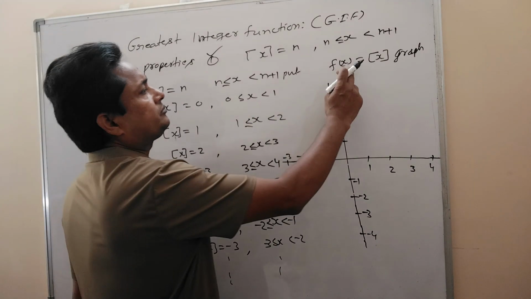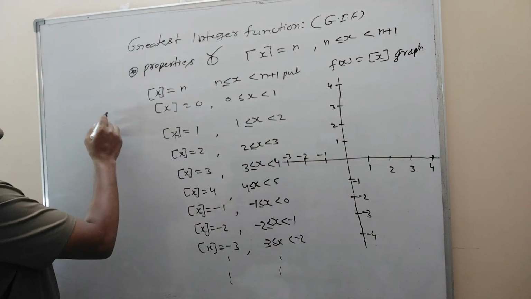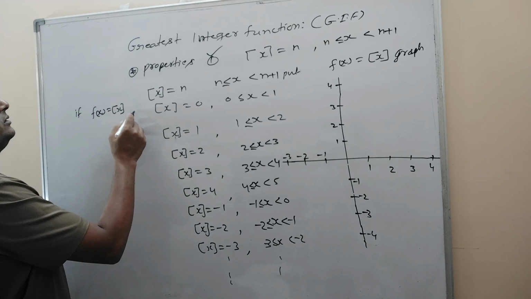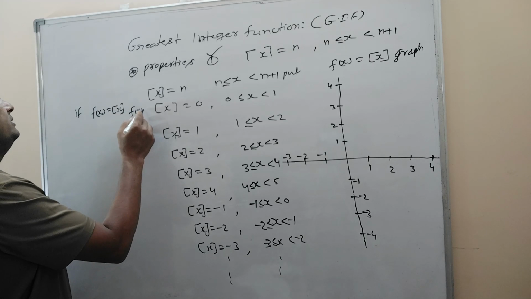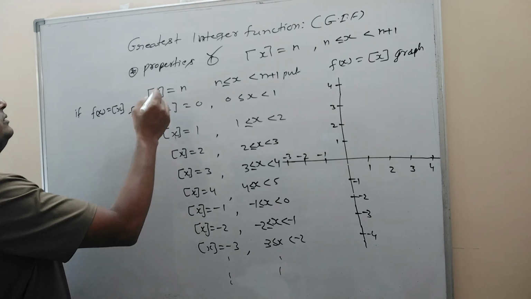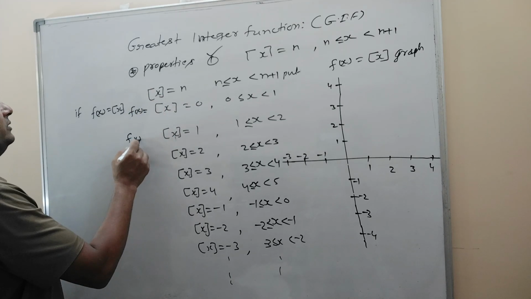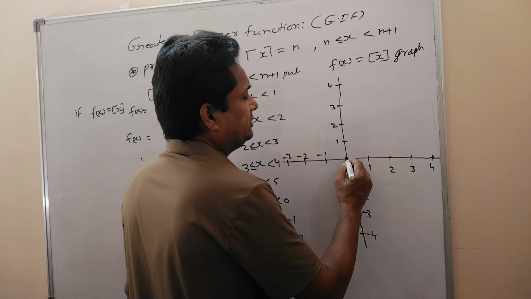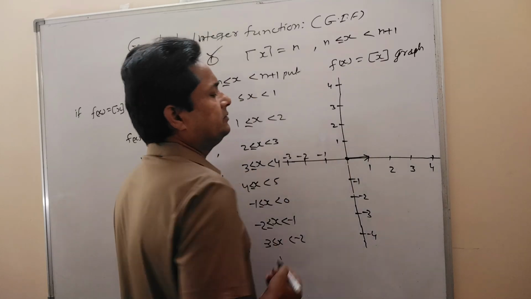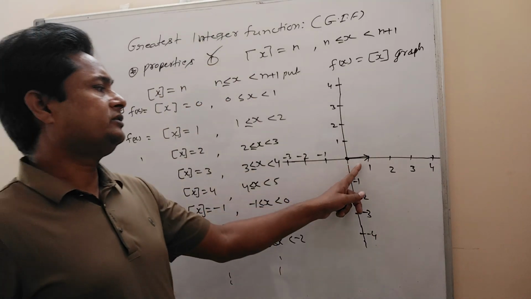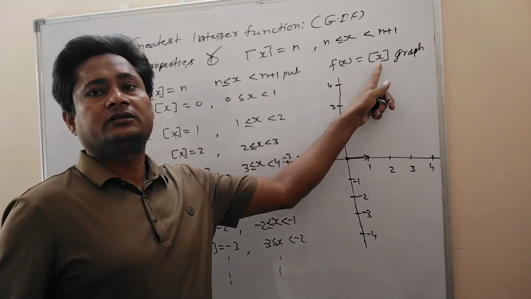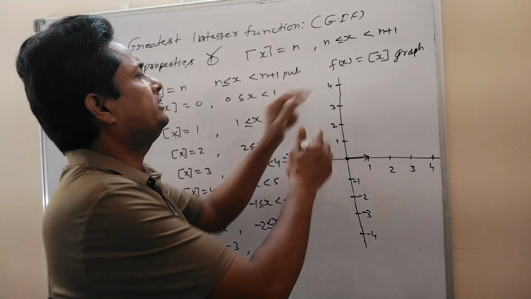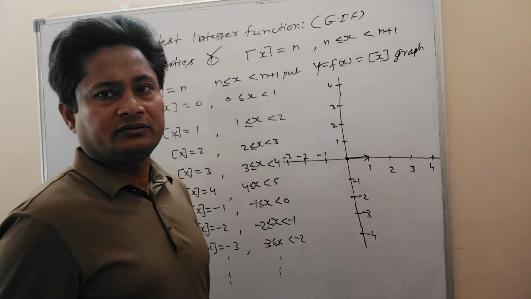So this we can take if f(x) is equal to greatest integer x. So these values are f(x) values. f(x) is equal to this one, and this one. So this value is what? Basically 0. If we have value x between 0 to 1, then greatest integer x always gives 0. That means value of y is always 0. You can take this as y or f(x) or whatever.